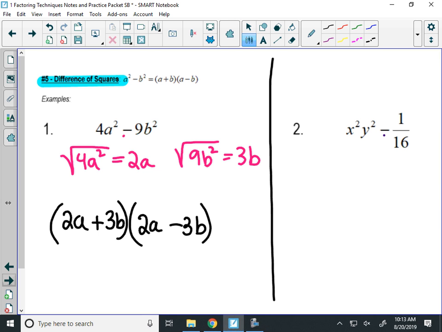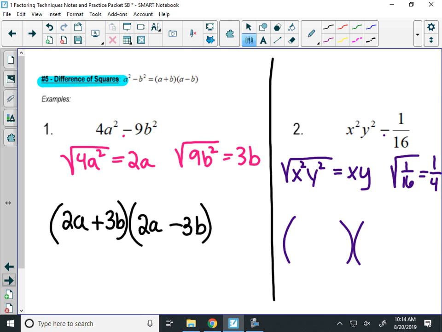So when I get to something like number 2, again, I have a minus sign, so I'm allowed to do difference of squares. What's the square root of x squared y squared? xy. Okay, what's the square root of 1 over 16? 1/4. If you're taking the square root of a fraction, you take the square root of the numerator and the square root of the denominator. All right, so if I write my factored form here, I put xy first in both parentheses. I put 1/4 second, and a plus, and a minus. That's it.